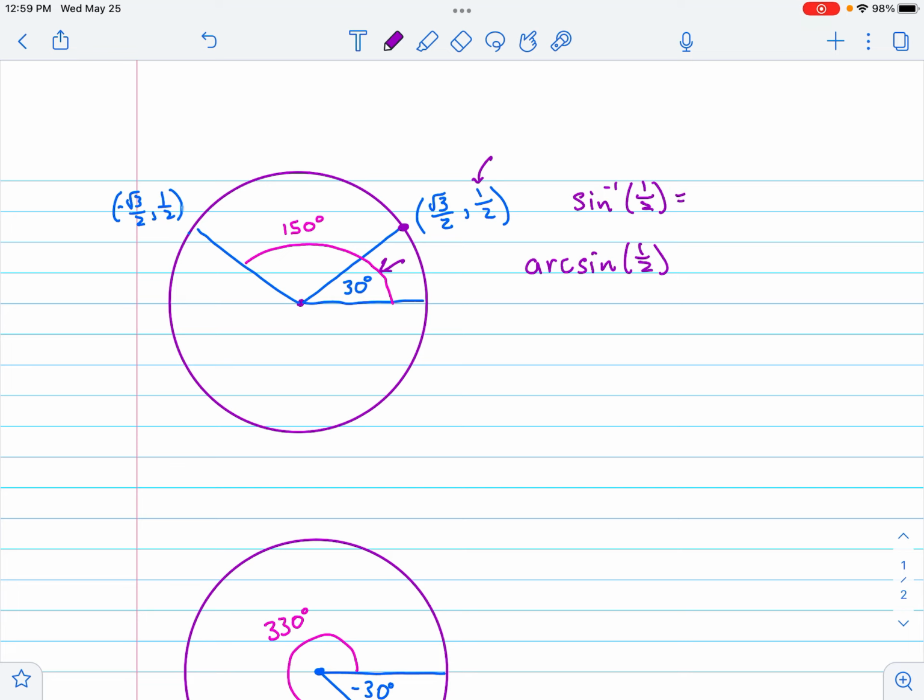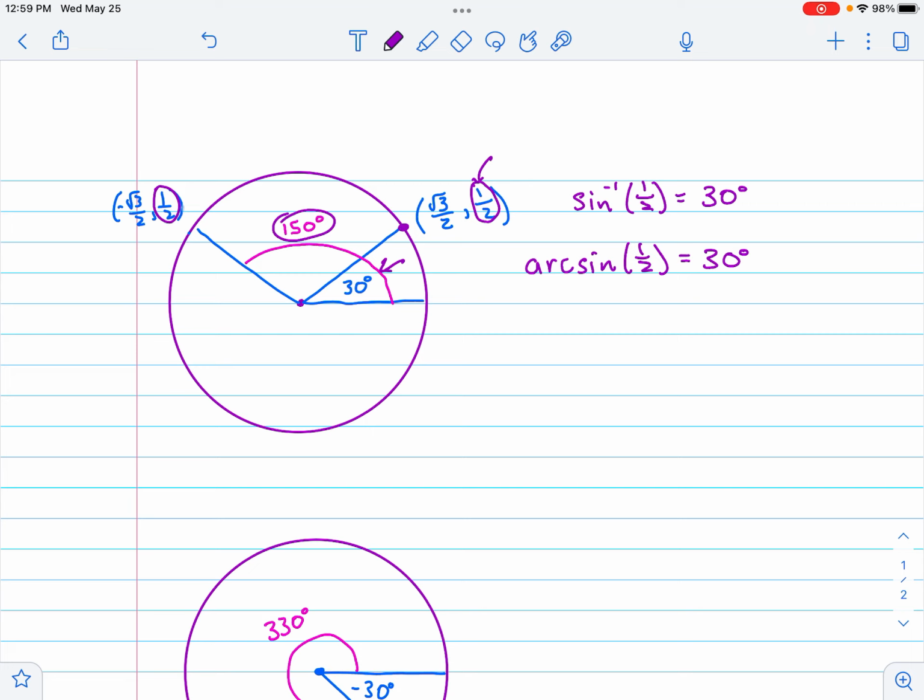What we would do is look and see, okay, I've got a 1/2 here. What angle does that correspond to? Well, it corresponds to 30 degrees. Now, you might say, wait a minute, over here at 150 degrees, that's also equal to 1/2. So shouldn't we say that inverse sine of 1/2 is 30 degrees and also 150 degrees?